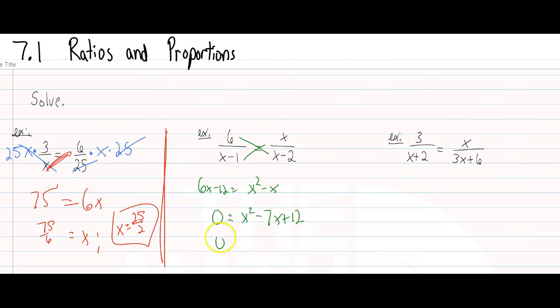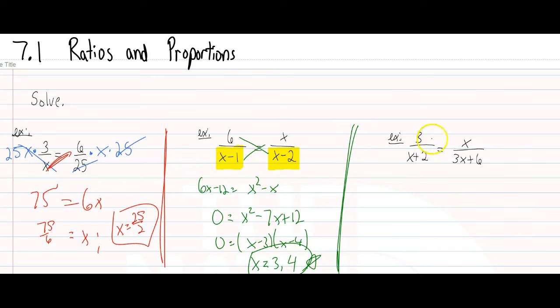Moving everything to the right. This factors as x minus 3 times x minus 4. So you get solutions of x equals 3 and 4. Just with a real quick check here, I want to make sure that those denominators don't equal 0. And if I plug in 3 or 4, neither of those would become 0, so I'm confident my answers are correct. Last one here, cross multiply again.